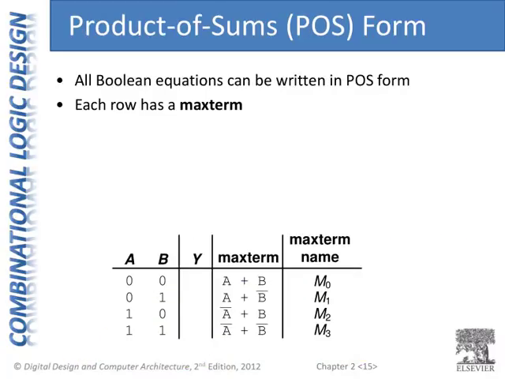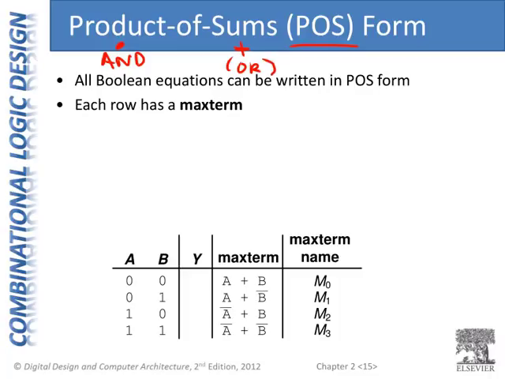So the other type of equation that we have for representing any Boolean equation is the product of sums form of the equation, or the POS form. Product, the AND, of sums, of ORs.